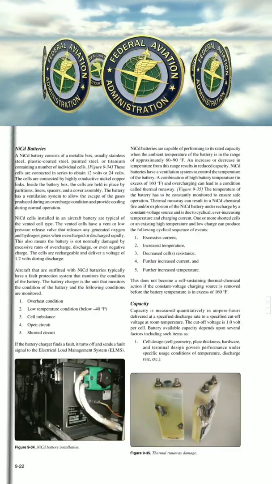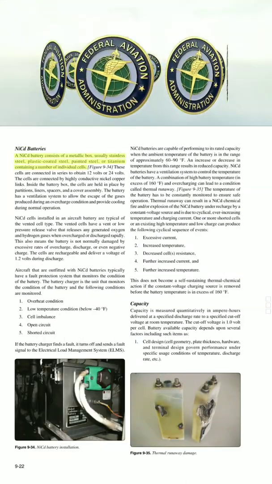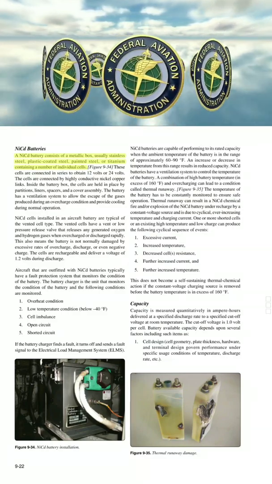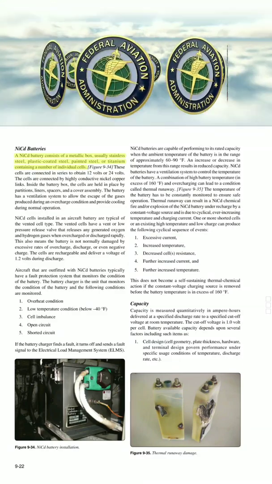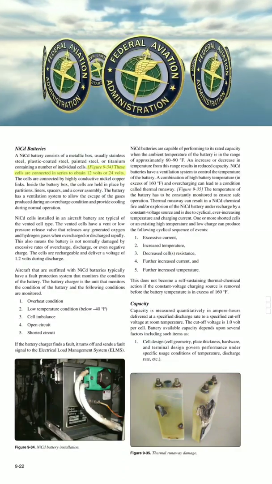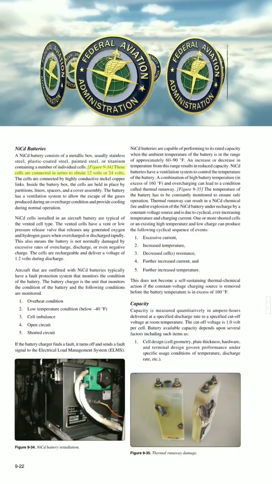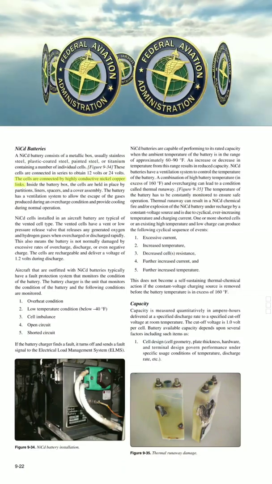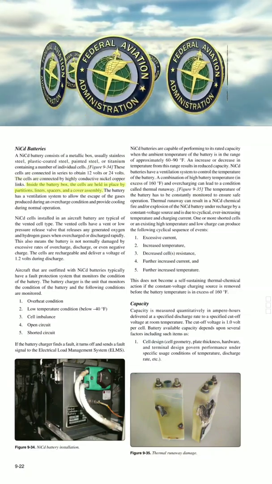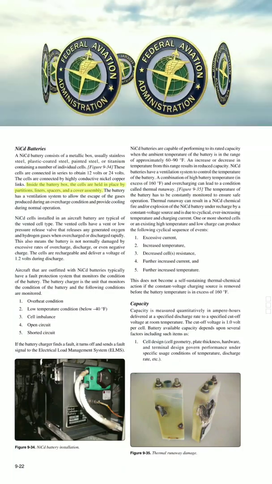9-21. NiC batteries. A NiC battery consists of a metallic box, usually stainless steel, plastic-coated steel, painted steel, or titanium containing a number of individual cells. Figure 9-34. These cells are connected in series to obtain 12 volts or 24 volts. The cells are connected by highly conductive nickel-copper links. Inside the battery box, the cells are held in place by partitions, liners, spacers, and a cover assembly.